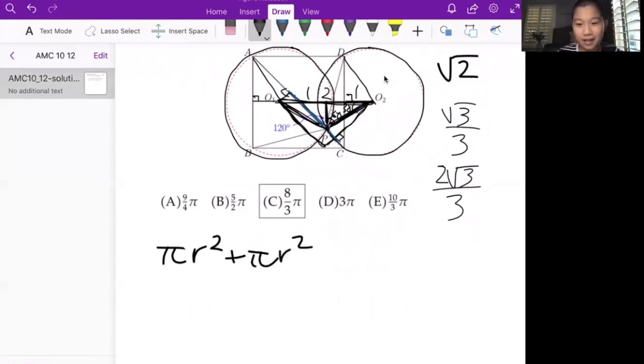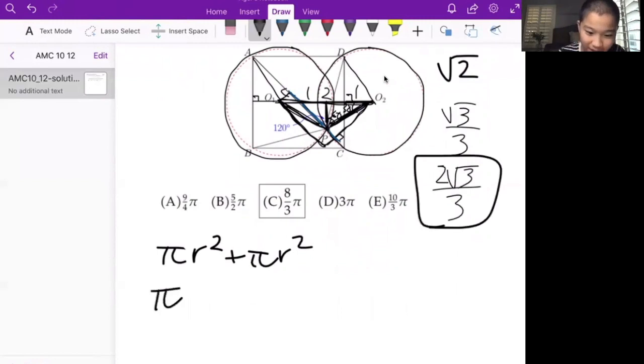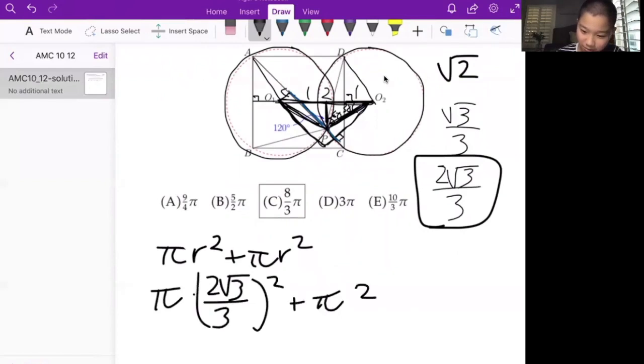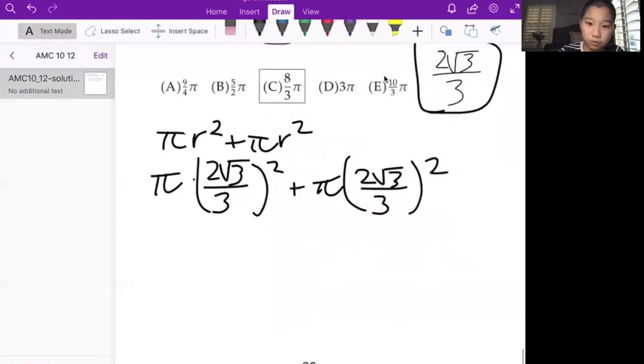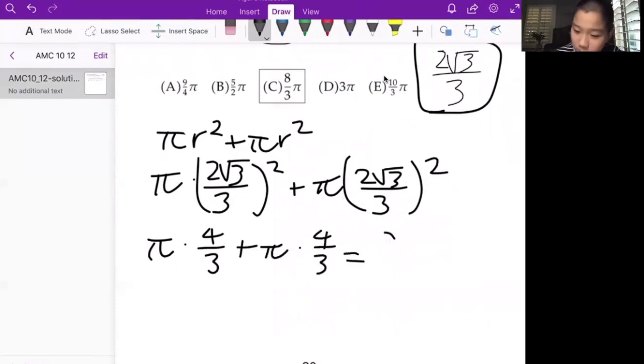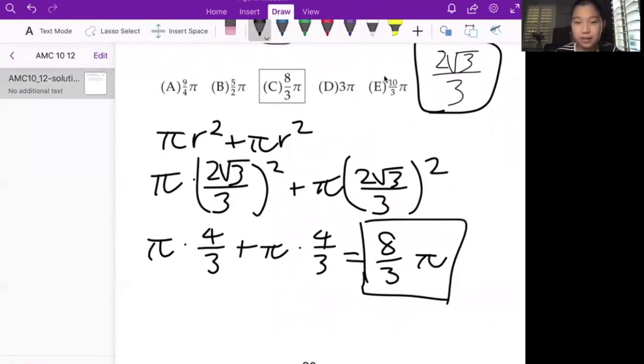So then you can just say that the areas of the circumcircles are pi r squared plus pi r squared again. And r is just that. So pi times 2√3 over 3 squared plus pi times 2√3 over 3 squared. So that is equal to pi times 4 over 3 plus, again, another pi times 4 over 3, which is equal to 8 over 3 pi. So that is the answer.